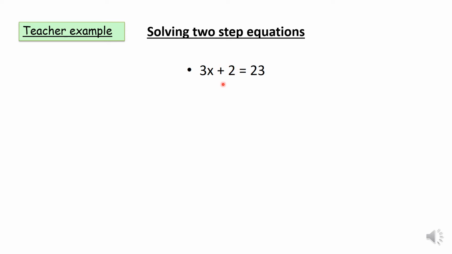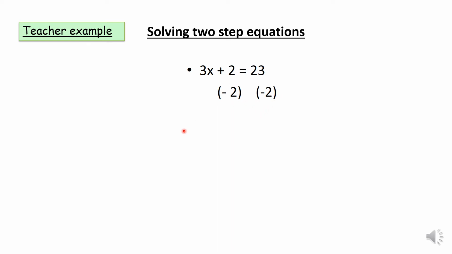Now, what you have to do is first get rid of the friend. How are you going to get rid of the friend? By doing the inverse operation, by doing the opposite of what the friend is. In this case, the friend is plus 2, so we do the opposite of plus 2, which is minus 2. And remember, whatever you do on one side, you have to do to the other side, because you have to be fair on both sides of the equation. You have to keep the balance.